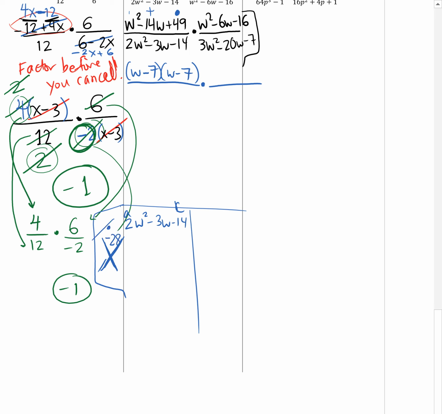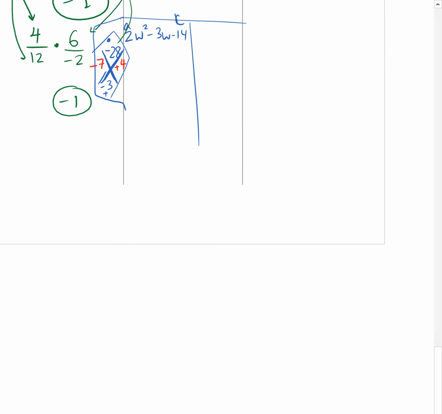I need to know what multiplies to that but adds up to the middle term, negative 3. I think that would be negative 7 and positive 4, or the other way around. That works: negative 7 times positive 4 is negative 28, and negative 7 plus 4 is negative 3. Alright, so we know how this goes. I'm going to rewrite the middle term, keeping the first term the same, 2w squared, and the last term the same, minus 14. The middle term splits into something w, where those somethings are the numbers you just found, negative 7 and positive 4. And then you're going to factor by grouping.